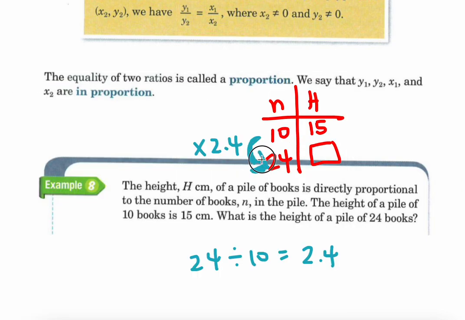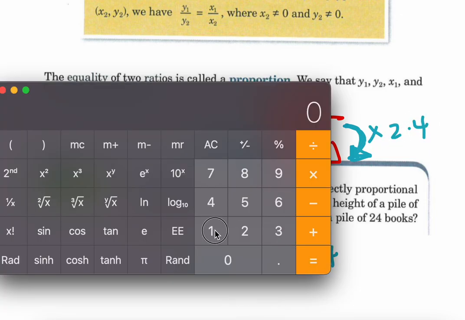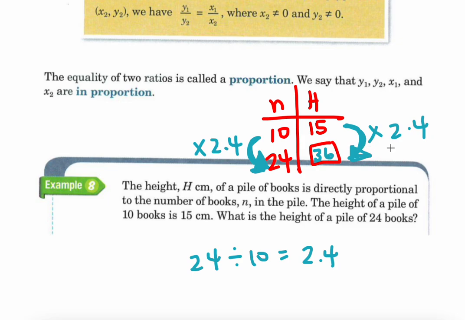Remember, we drew our arrow to show that it's going in this direction, right? 10 has to multiply by 2.4 to get to 24. You know this because you divided those together. Now, if that's their relationship, then on the other side for height should also be your relationship, times 2.4. 15 times 2.4 will also get you to 36. That's another way you can get that answer, okay?